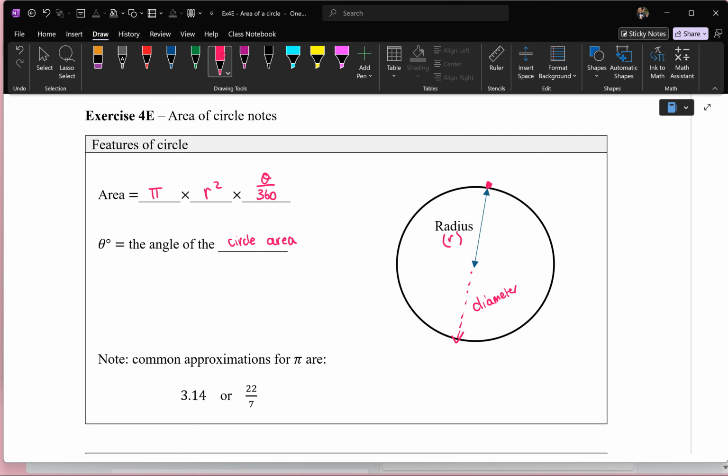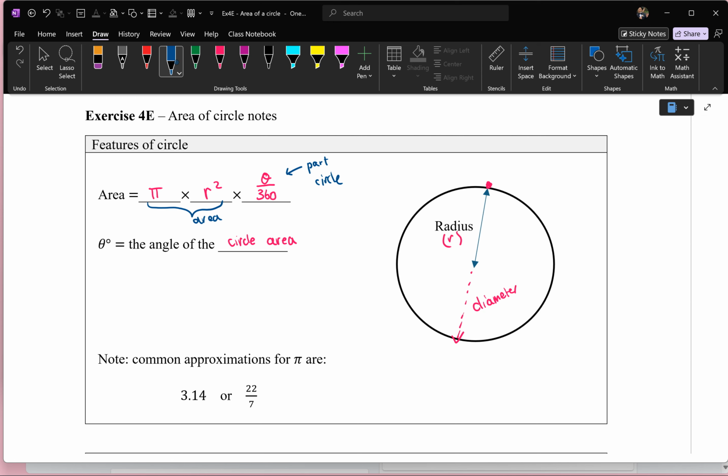All right, so today's rule, very simple. It's pi times your radius squared, not diameter squared, times theta over 360. You won't find this theta to be useful until you get to problem solving. And when you get to exercise 4F, that theta over 360 will be much more useful. But in a nutshell, this will get you the area. This will tell you which part of the circle you want.